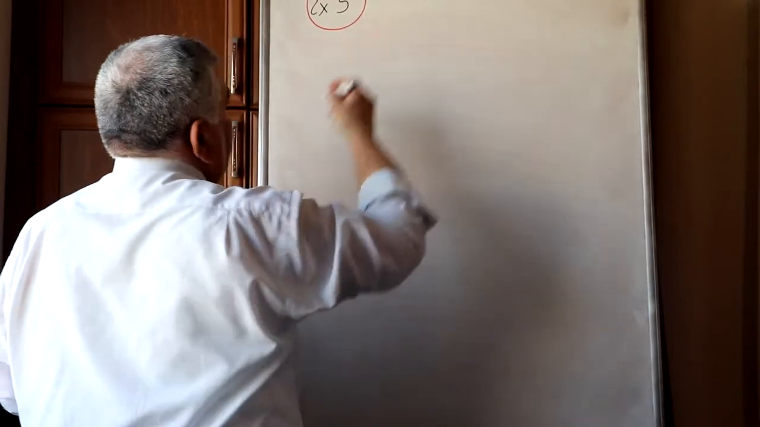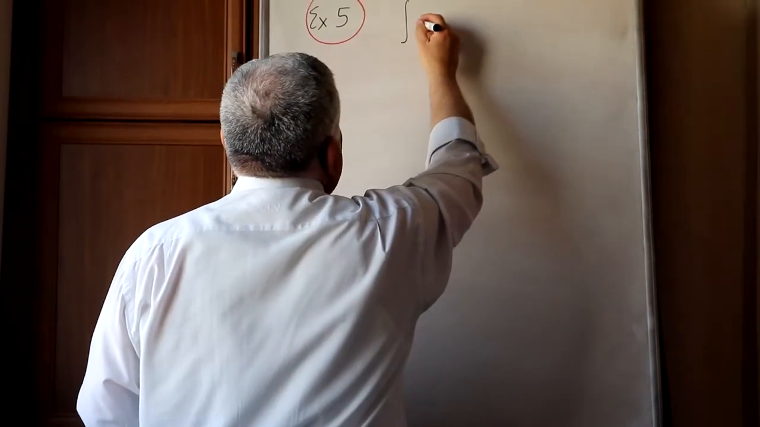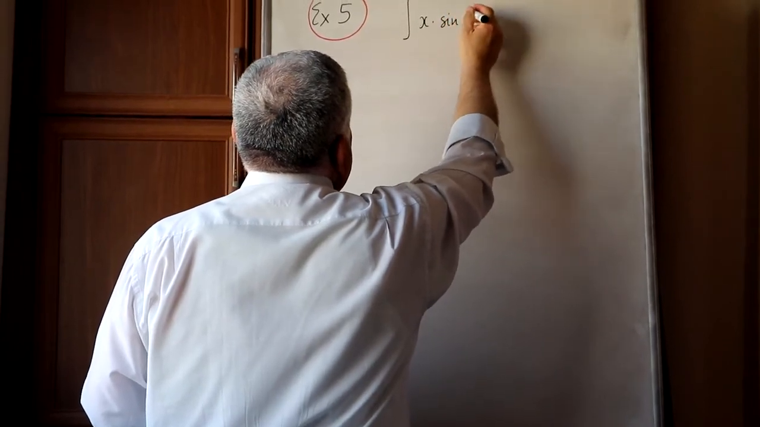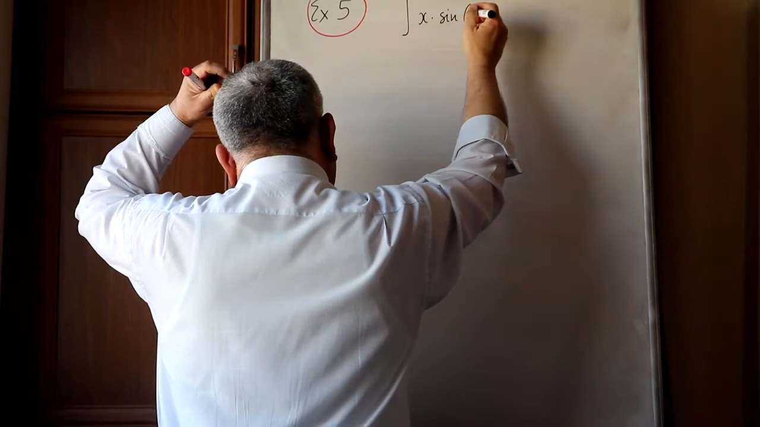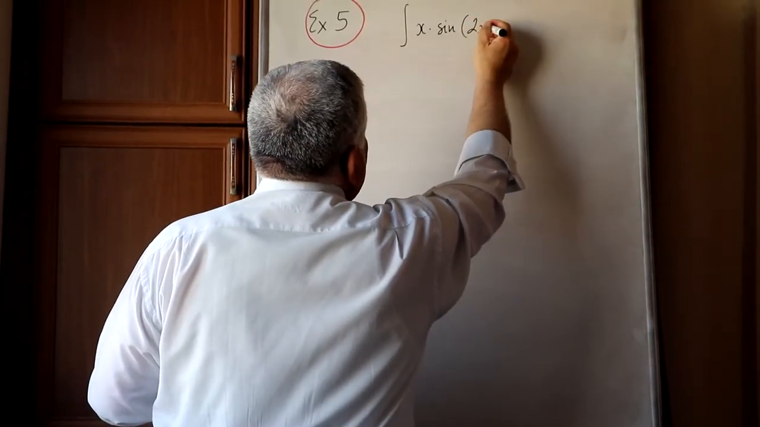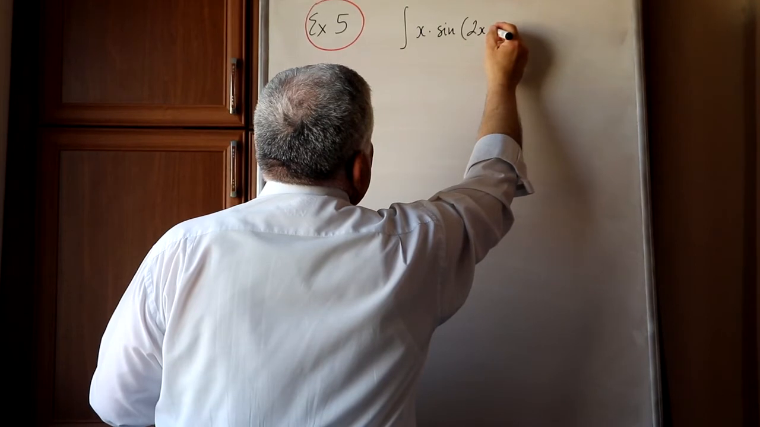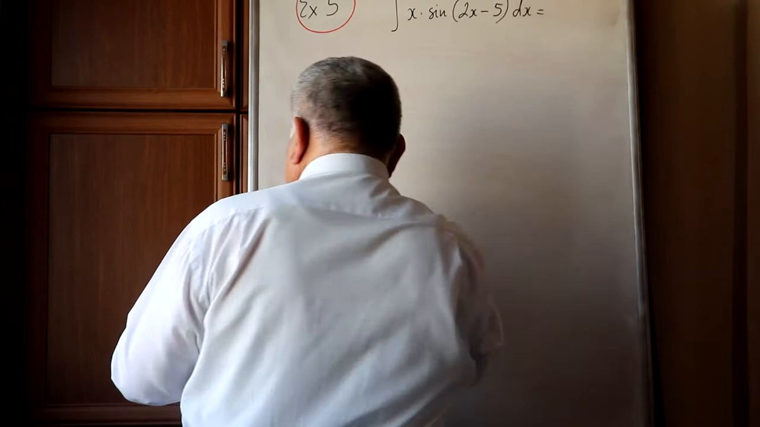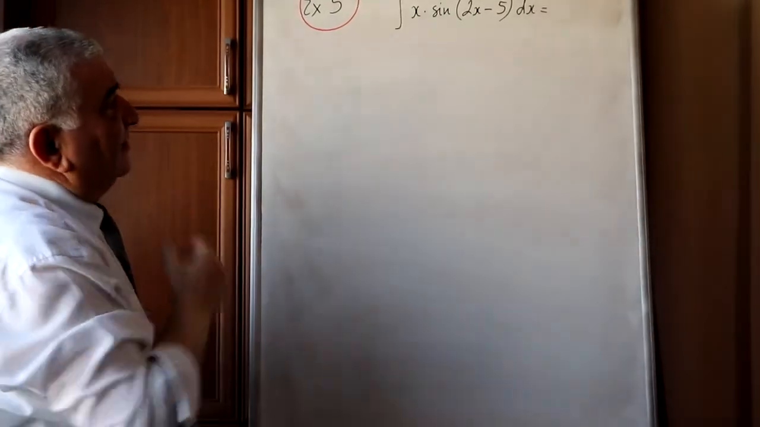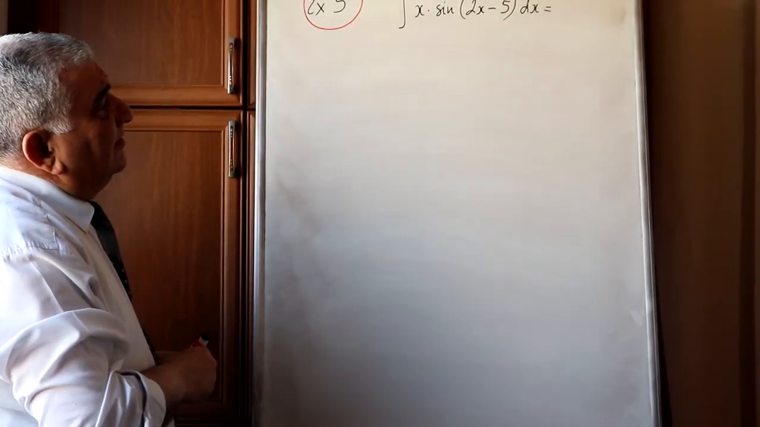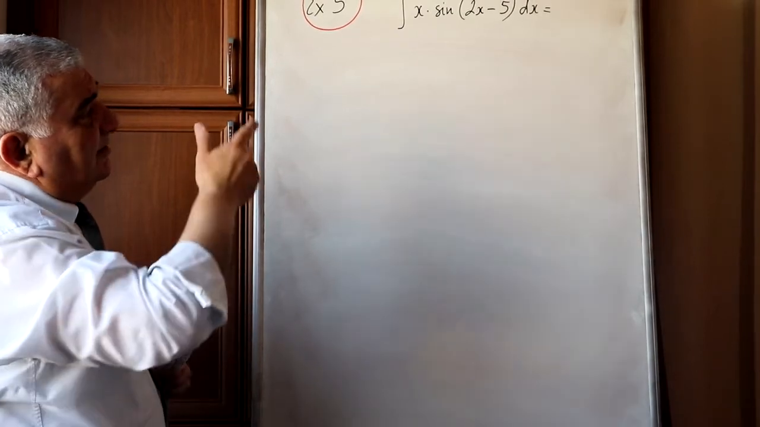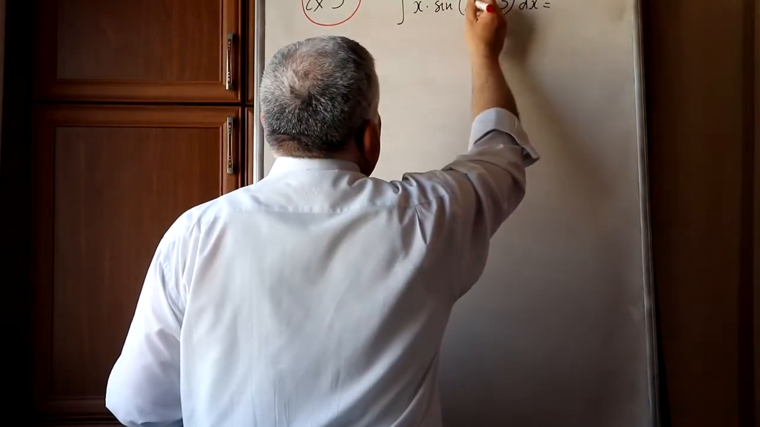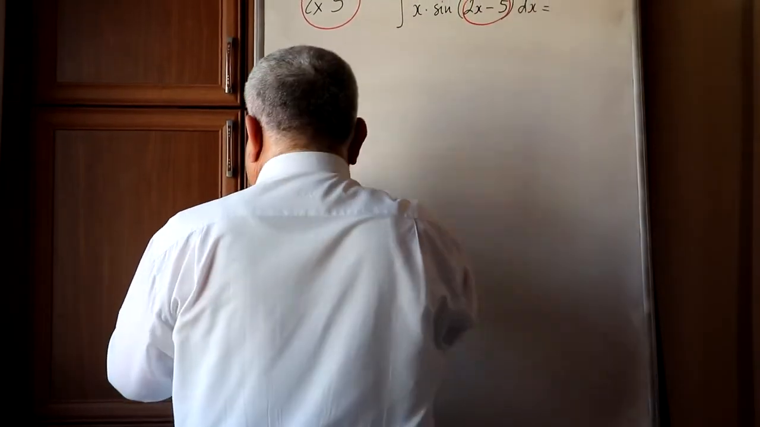Find, for example, the following integral of x multiplied by sine of 2x minus 5 dx. First, you must change the expression in parentheses by new variable t. Let 2x minus 5 is t.